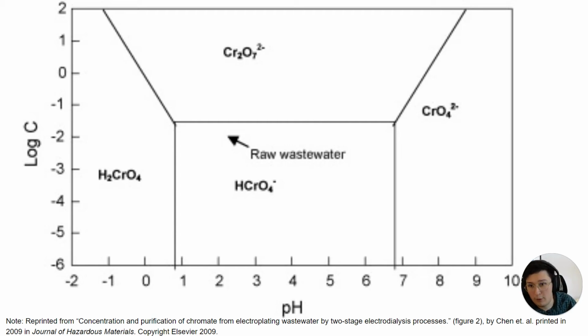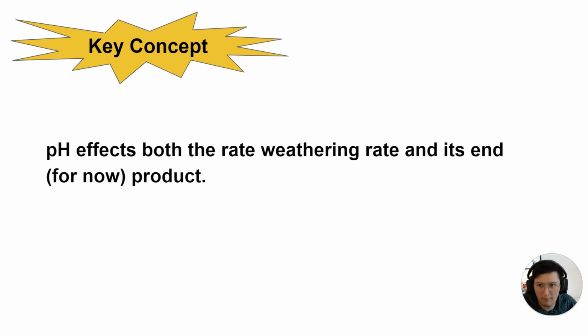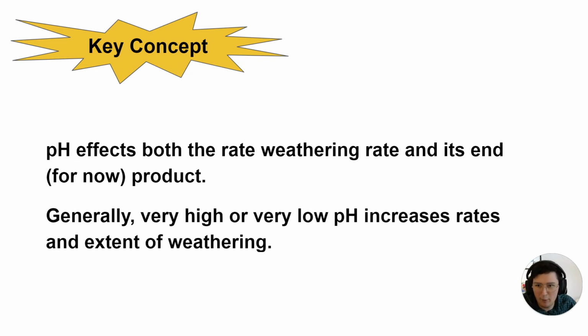And then they can reduce the pH and add in some cations. By doing that, they can precipitate out the divalent chromate as calcium chromate or sodium chromate or something like that, and then strip it out with a permeable membrane. So the key concept here is pH affects both the weathering rate and its end product for now. I say for now because the big green machine keeps on rolling and all of that is going to turn into some other product. And generally, very high or very low pH increases rates and the extent of weathering.